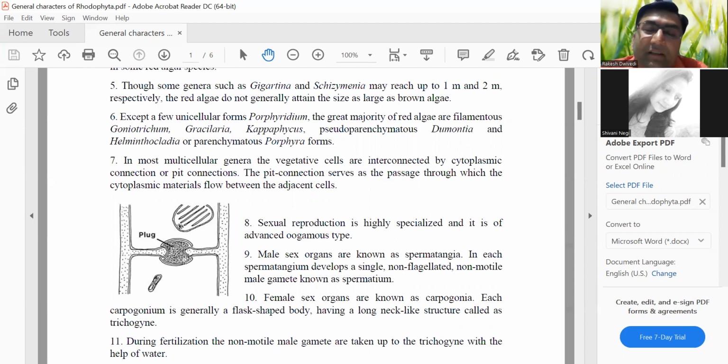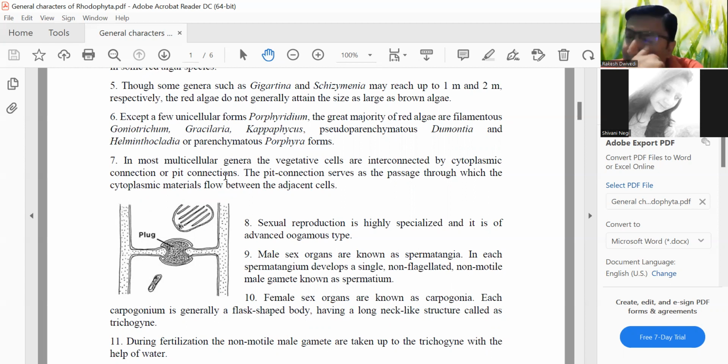So in the filamentous red algae, they contain the pit connections which connect two adjacent cells. Pit connections are of two types: primary pit connection and secondary pit connection. Primary pit connections are present in one single filament. But if the thallus is multi-axial, in that case, two adjacent filaments are connected by the secondary pit connection.